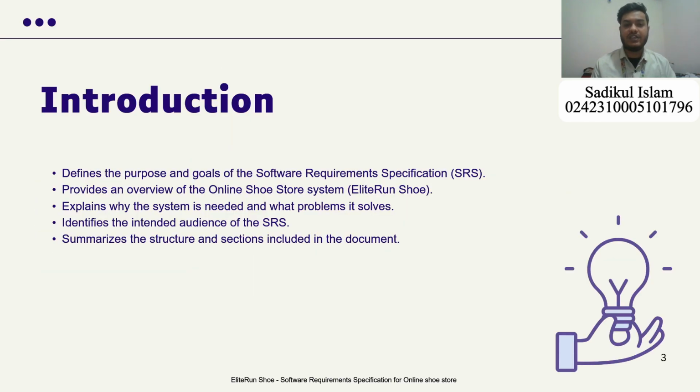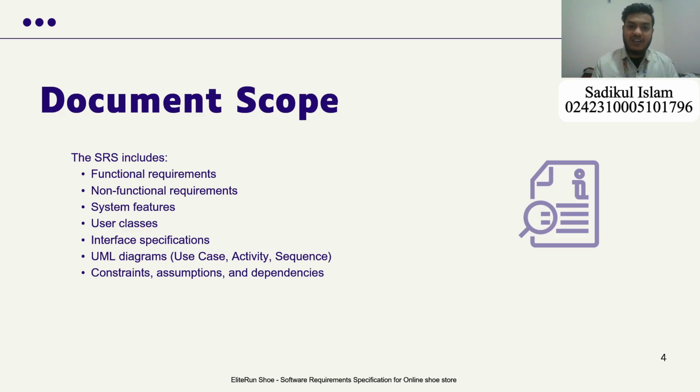Then, the introduction. This slide explains the main purpose of our software requirements specification, also known as the SRS document. The SRS clearly defines what our system is, what it needs, and what problems it is designed to solve. The EliteRun Shoe system allows customers to browse shoes online, place orders easily, and make secure payments without visiting a physical store.